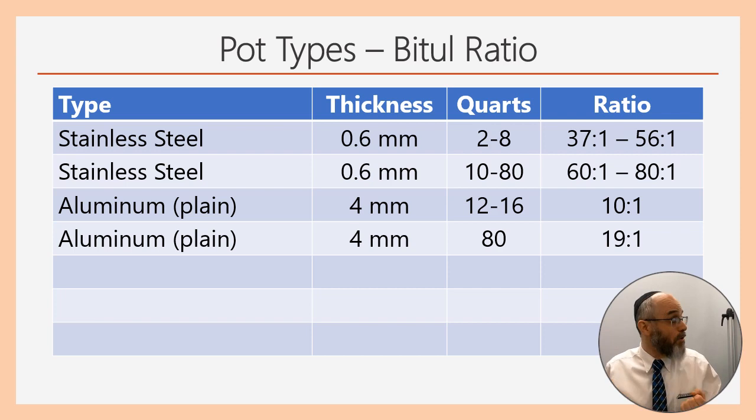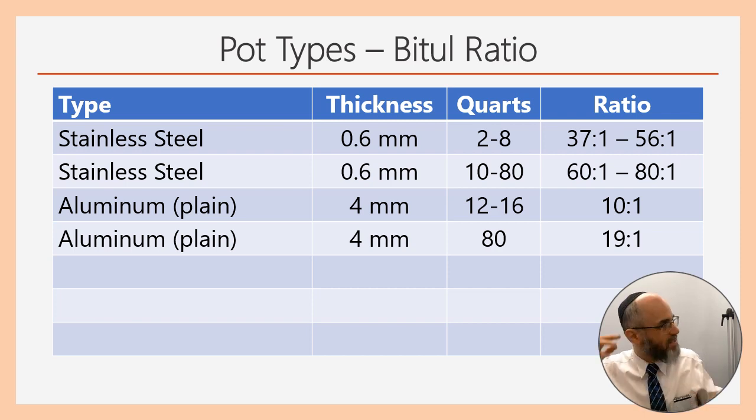Those pots are very thick, relatively thick. They're 4 millimeters thick, way thicker than this stuff, maybe 8 times as thick. And for them, if you had a smaller stock pot, like 12 to 16 quarts, the ratio would be about 10 to 1. And if it's a really huge, monster-size one that's 80 quarts, the ratio would be like 19 to 1.